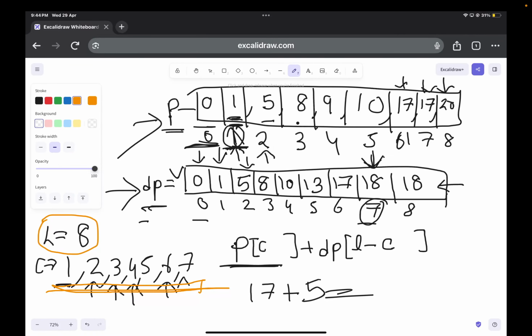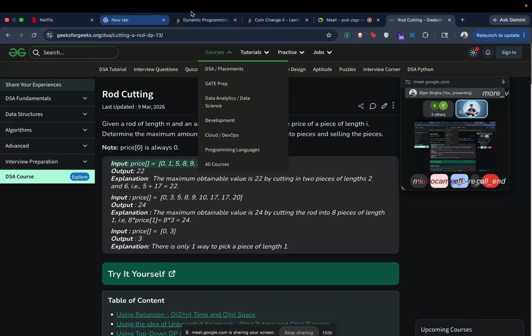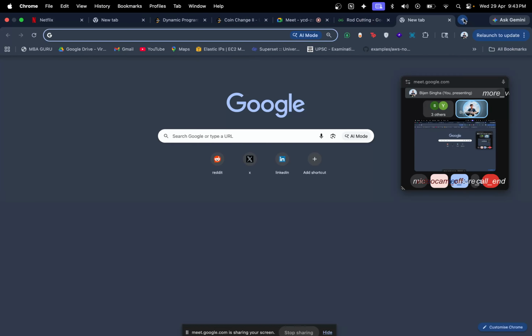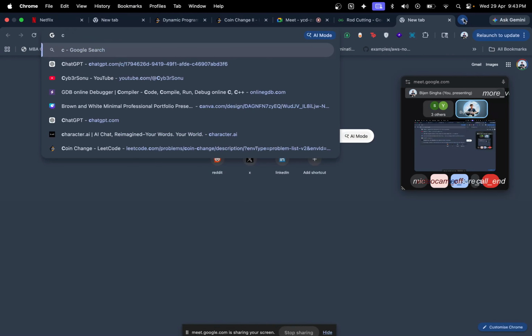Yes, sir. Okay, let me write the code. Everyone just observe. I'll take this input and write it in an online compiler first.